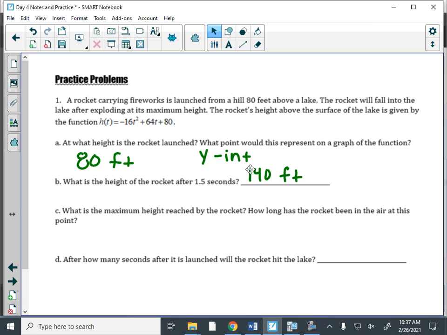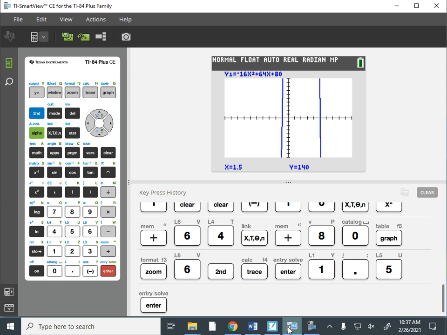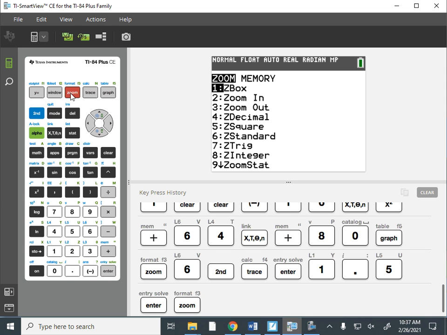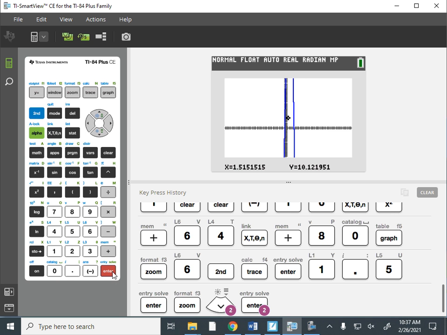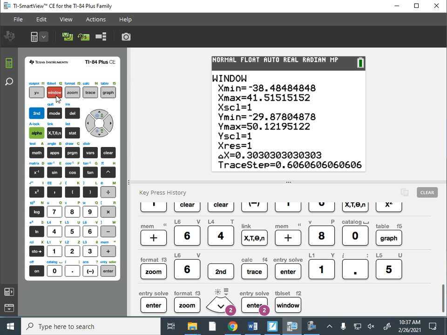Next it says, what is the maximum height reached by the rocket? How long has the rocket been in the air at this point? So we can adjust our window, or you can also just do zoom out and see if that helps. And it doesn't. And if you keep zooming out, it's just going to be a goofy picture. So let's change our window. Let's think about it. We know the rocket started at 80 feet, so it's going to go higher than 80.